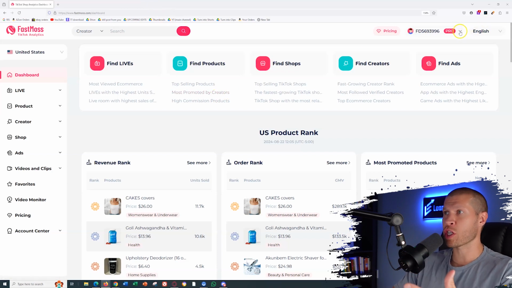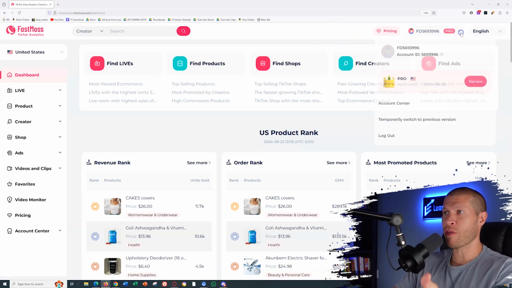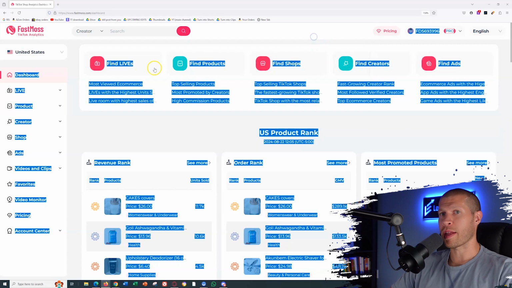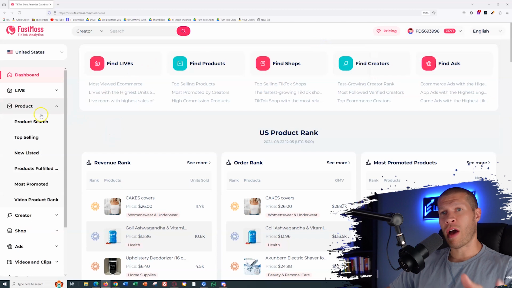Now, there's several ways that you can actually utilize this software, and here we are in the actual new version of it. When you sign up, there will be an actual tab up here right around where the mouse is right now that says try the new version, and this is what it looks like. If for whatever reason you do want to go back to the old one, just temporarily switch back to the old version right there.